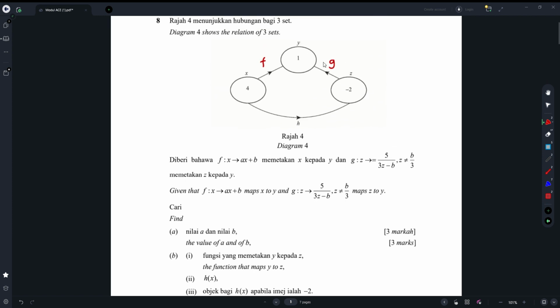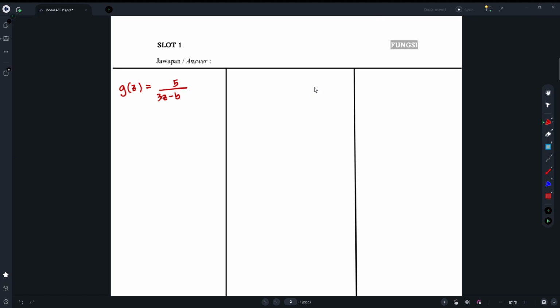As we can see, here the object is -2 and the image is 1. So that means g of -2 is equivalent to 1. Let me write that down for you: g of -2 is equivalent to 1. So I need to put the -2 into the position of z. That will make my equation 5 over 3 times -2 minus b equivalent to 1.